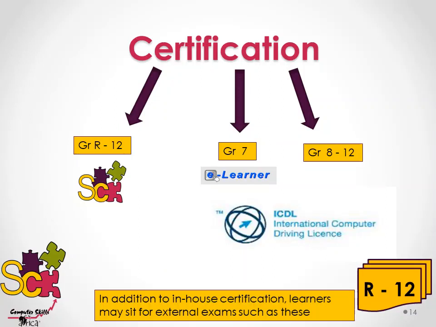We do certification through the company. So in other words, Computer Skills for Africa will assign certificates from grade R to 12, whether that child has completed satisfactorily all the skills in that module or in that grade. I'm saying satisfactorily because we want it to be 75% or more. If they're in grade 7, they could do the e-learner certificate. And for 8 to 12, they can sit the ICDL exams because, as I said, we explain everything the way it is done for the ICDL.